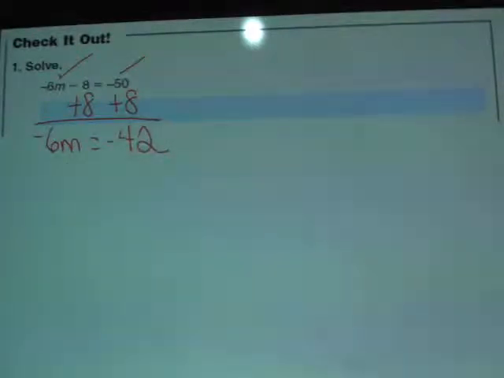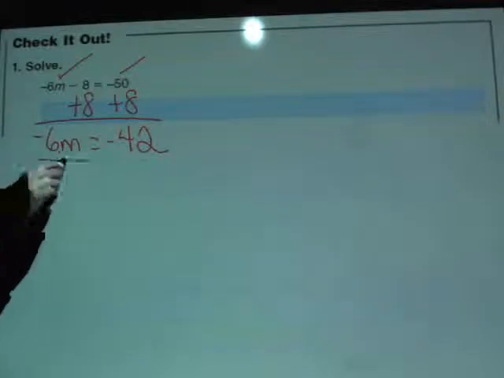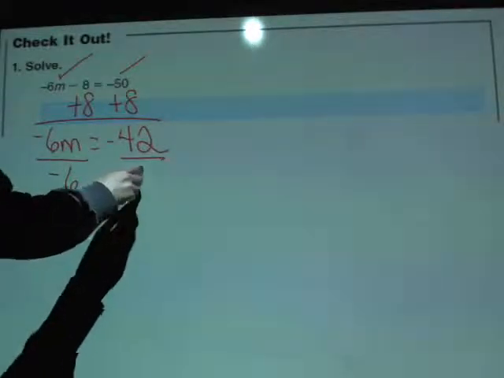All right, so there's our one-step equation now. We've gone from 2 steps to 1 step. So this is, again, like we spent a couple weeks studying there. How are we going to solve that? Well, this is a multiplication problem, so we're going to solve it by dividing. So I'm going to divide both sides by negative 6.